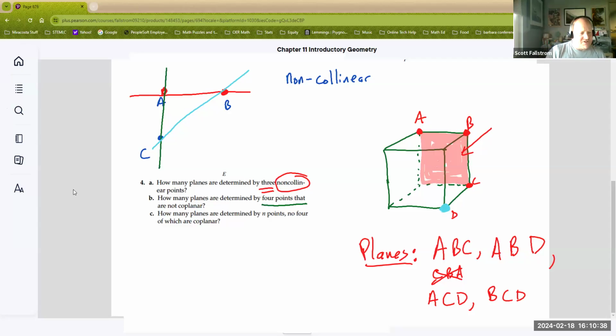This one might be easier to spot because B, C, D, if you connect those points, it turns out that it's just this side face right here. So this one would actually be on the cube. This one doesn't cut the cube apart. It's right there. So for planes that are non-coplanar, there would be 4.